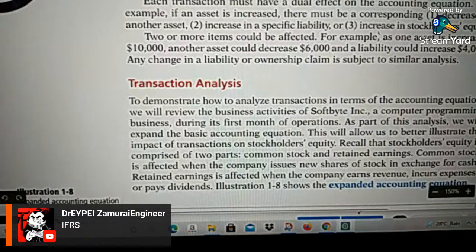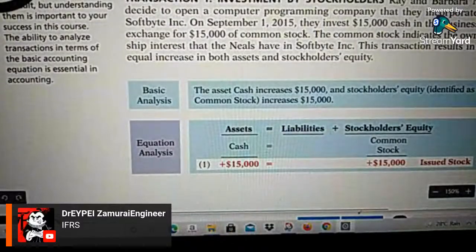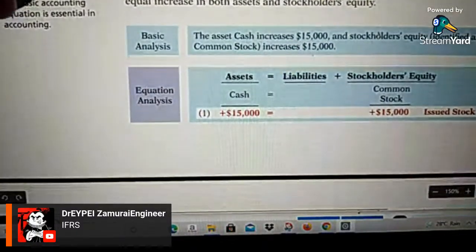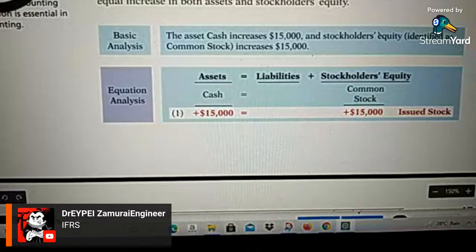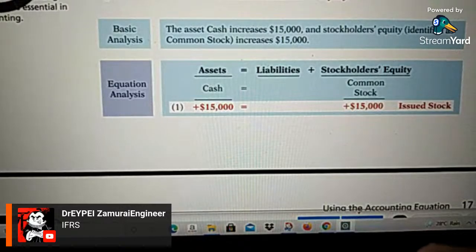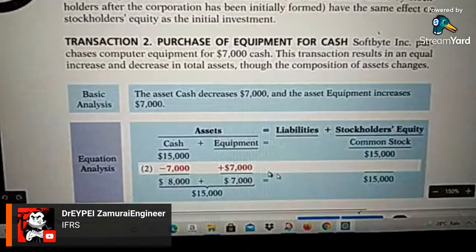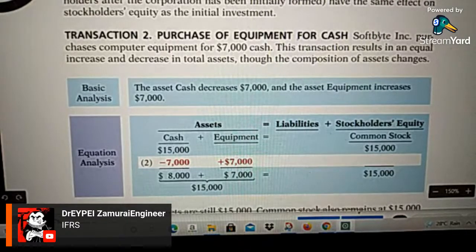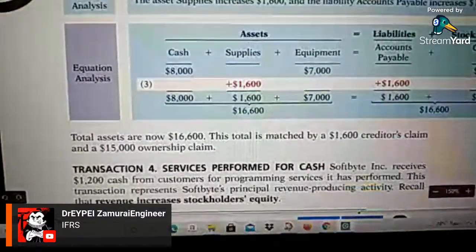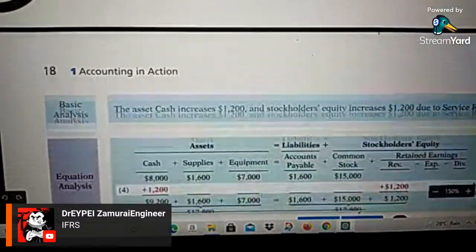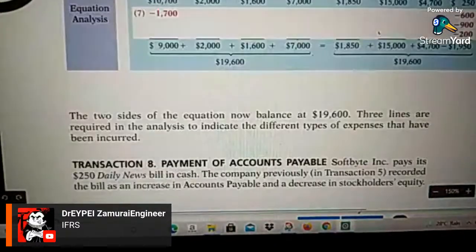We will do transaction analysis later on. So we are actually under identification right now. We are identifying the account names and the principles and assumptions involved. The next to follow is the actual recording of the transaction. We will do it later. Let's go further.